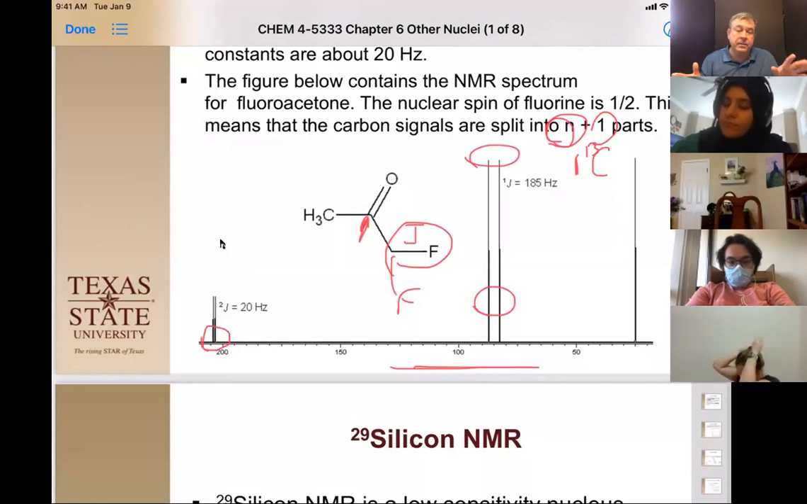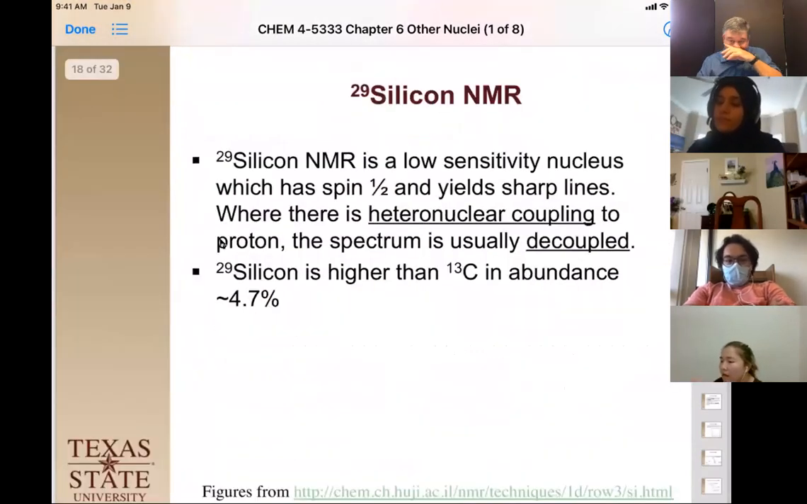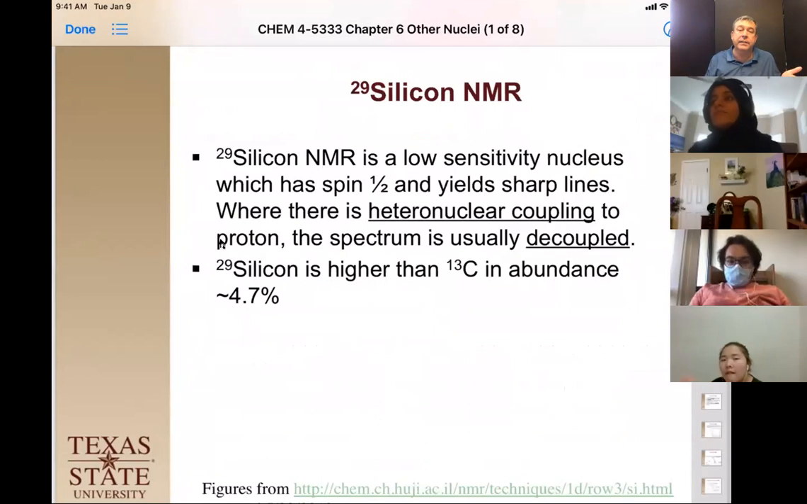Now, one of the other nuclei I'm not talking about here, but I've also run, is tin-119. It actually has a great half spin, and it's got a big shift range, and we can see that a lot. But the next nucleus I want to talk about is silicon, okay? One of the isotopes is silicon-29. It's a minor isotope, but it's greater than carbon-13. It's about 5%. It has a half spin. And that makes it really interesting because it does actually couple to protons and carbon because of the half spin. And that we can see it.